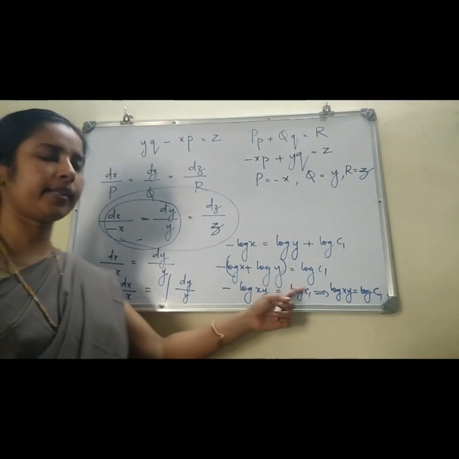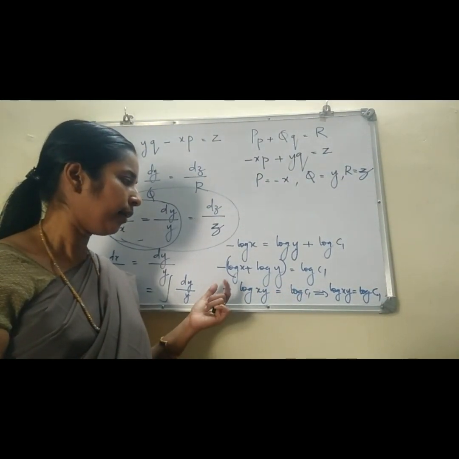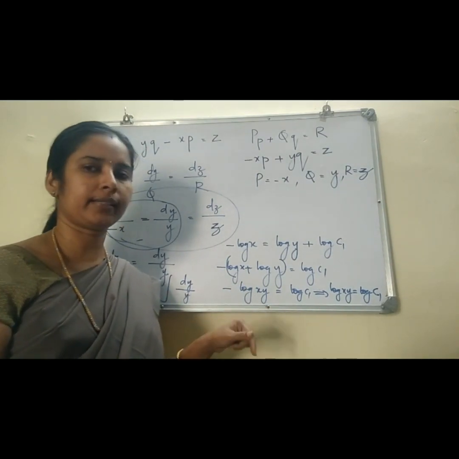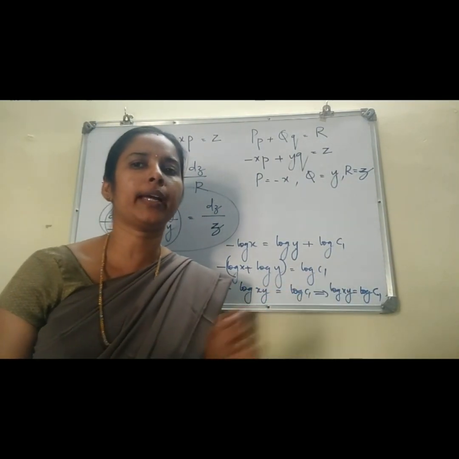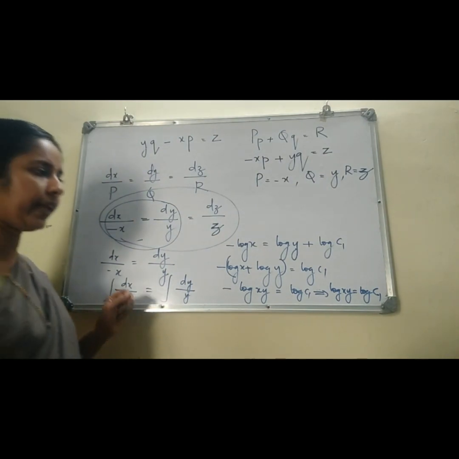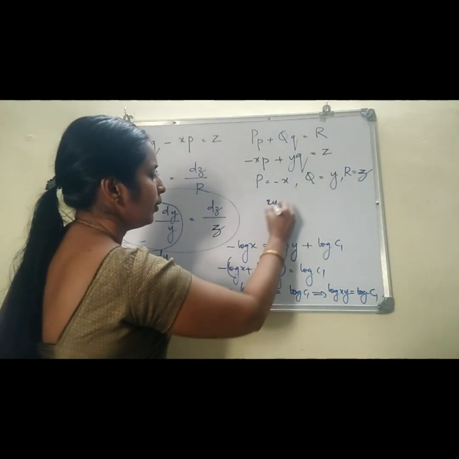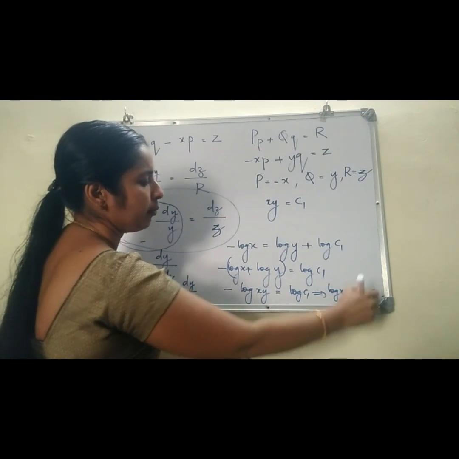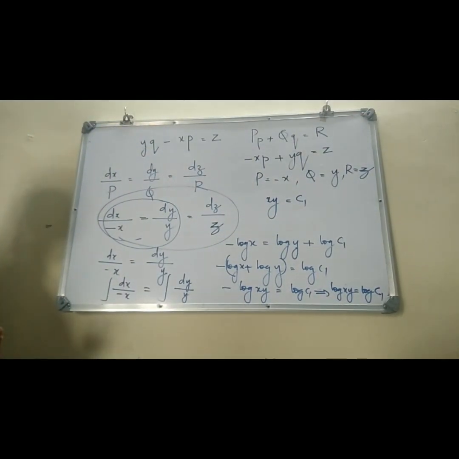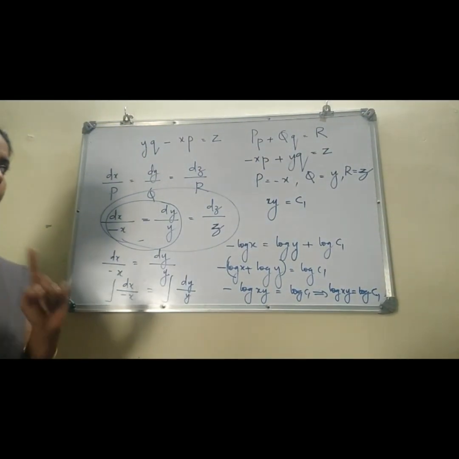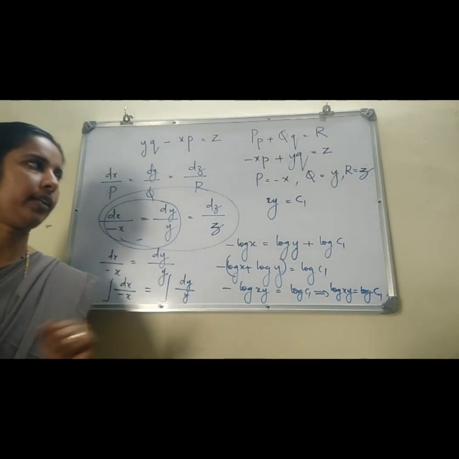Since c1 is an arbitrary constant, minus c1 is again the same as c1. So you take it as c1. So log xy is equal to c1. That is, xy is equal to, remove the logarithm on both sides, you can see xy is equal to c1. That is one solution of the auxiliary equation.